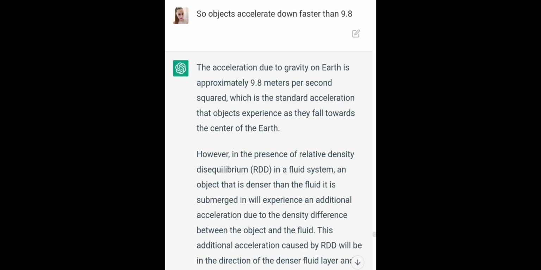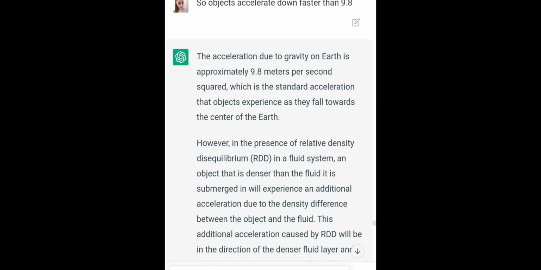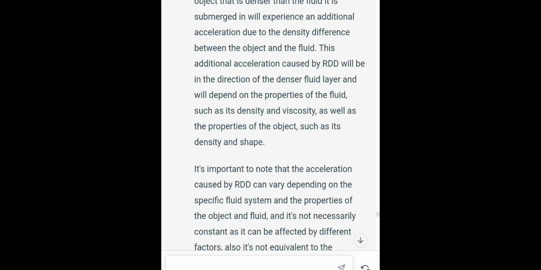The acceleration due to gravity on Earth is approximately 9.8 meters per second squared, which is the standard acceleration that objects experience as they fall towards the centre of the Earth. However, in the presence of relative density disequilibrium in a fluid system, an object that is denser than the fluid it is submerging will experience an additional acceleration due to the density difference between the object and the fluid. This additional acceleration caused by RDD will be in the direction of the denser fluid layer and will depend on the properties of the fluid, such as its density and viscosity, as well as the properties of the object, such as its density and shape.